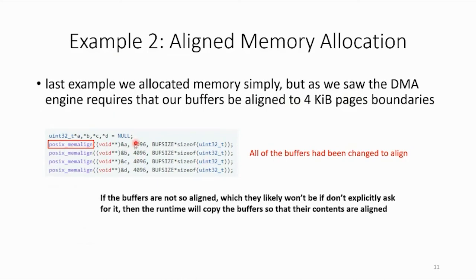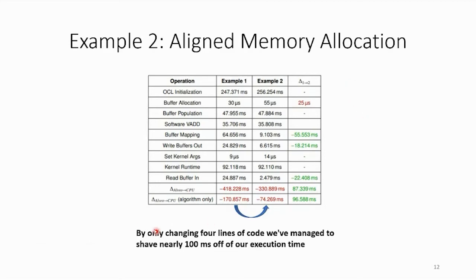We can see here are 4 buffers. Actually, we just use A, B, and C, and D is not used in the code. In this way, we can change all our buffers into aligned ones, and we can see the result. We only changed 4 lines, just changed the allocation so that it is an aligned buffer, and it improves by 100 milliseconds. But it's still slower than the CPU.